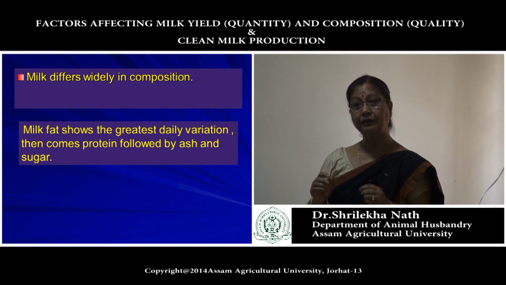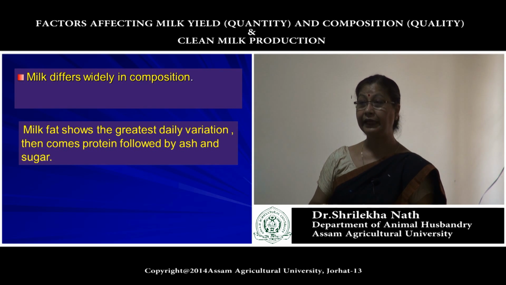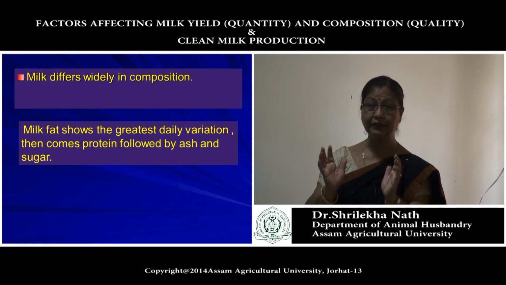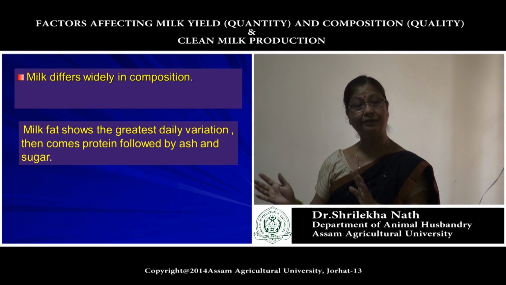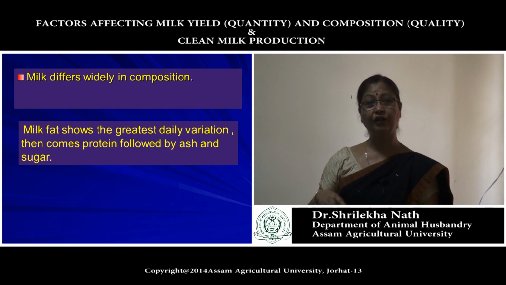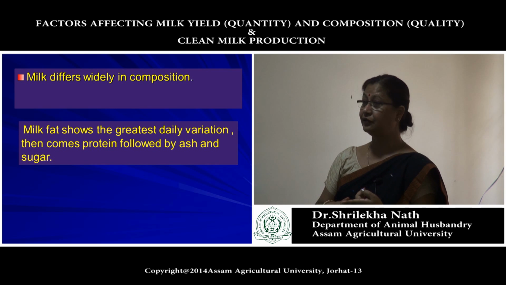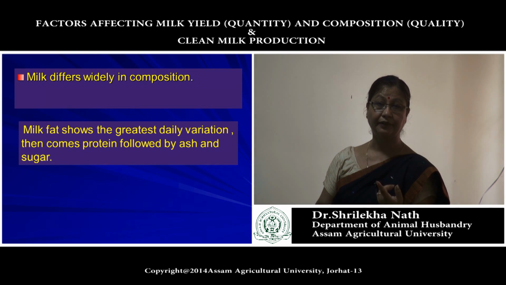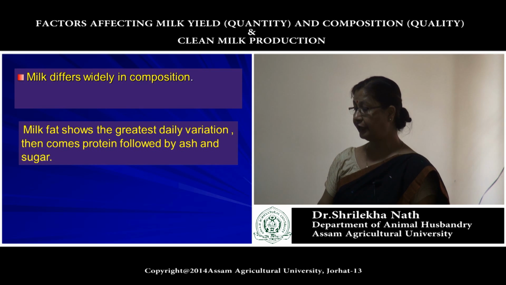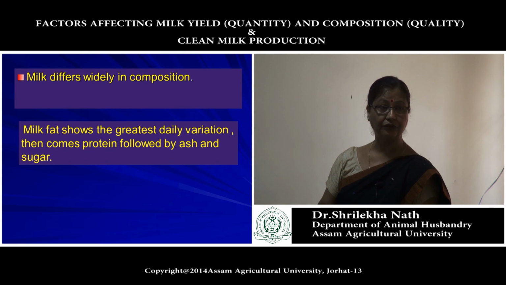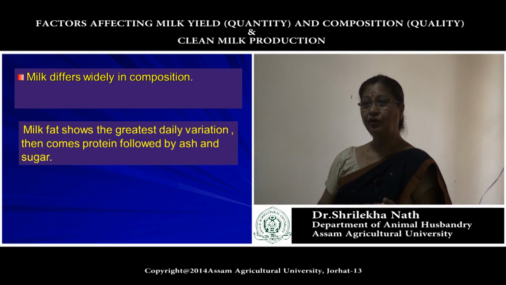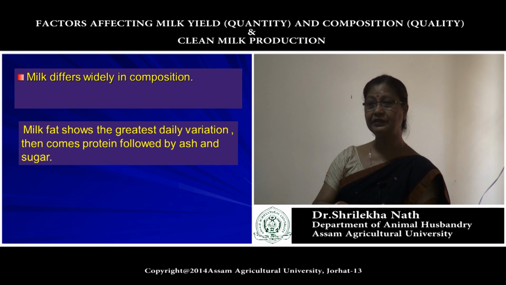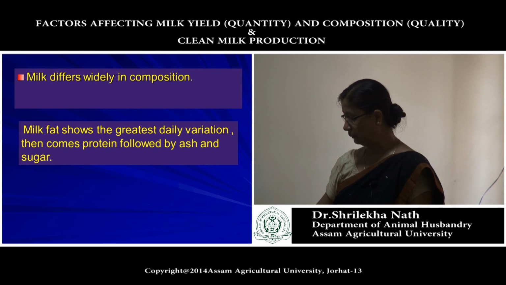And again, the composition also varies more in smaller herds. When the herd size is small, there is more variation as compared to larger herds. Of all the constituents, the major one which varies is milk fat. Maximum variation is in milk fat. After that comes milk protein, followed by ash and the sugar, that is lactose. So most variation is in fat. Later we will see variation in fat, and variation in SNF, solids not fat, as a whole.